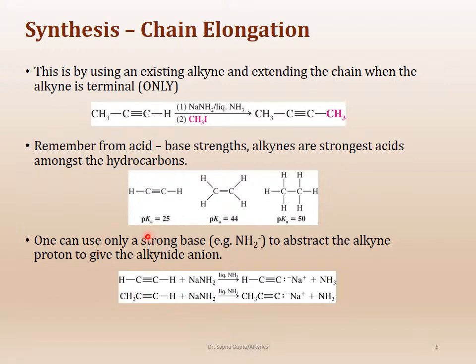The one thing you have to remember here is that you can only use a strong base like an amide to form the alkynide ion. This has to do with the acid-base reaction and the fact that the conjugate base that you end up forming here should be weaker than the base you started with. If the conjugate base that you form here is stronger, then this reaction is not going to happen. The conjugate acids and bases on the product side should be weaker.